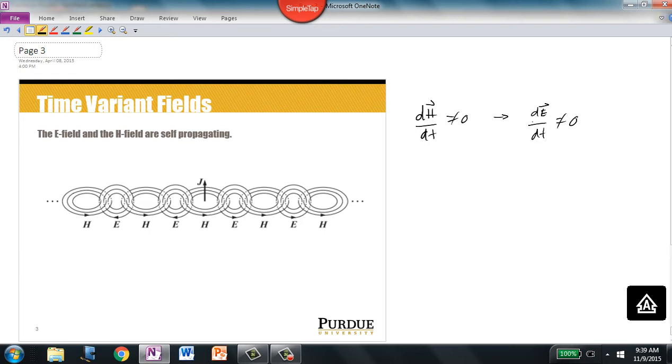Well, then the E field in between the plates of the capacitor is going to change as a function of time. Again, we're saying that the derivative of the function isn't zero. So, what happens then if we create this time-variant electric field? Well, it turns out that if I have a time-variant electric field, I create a time-variant magnetic field.